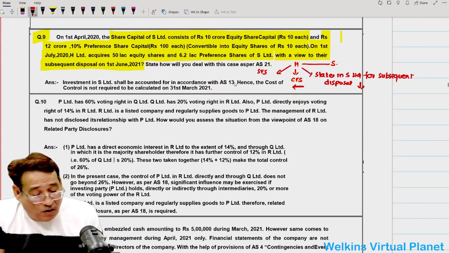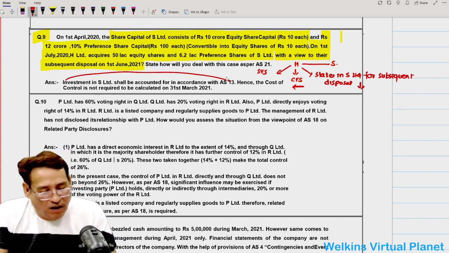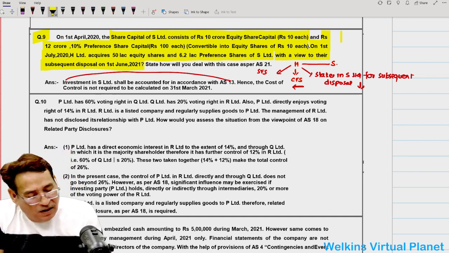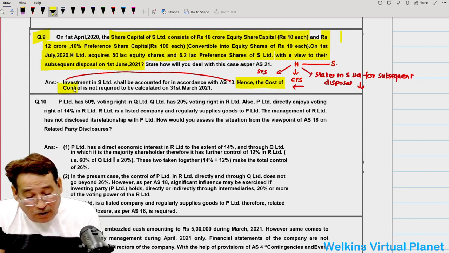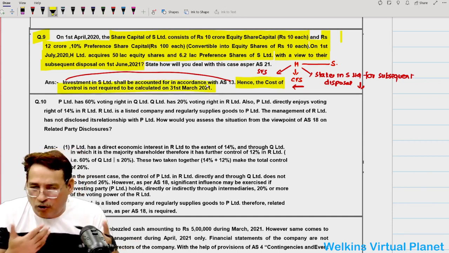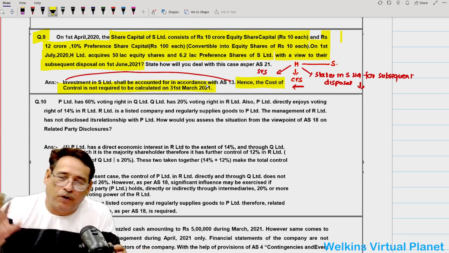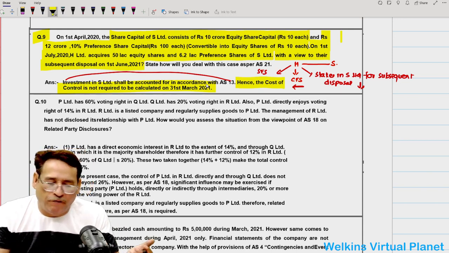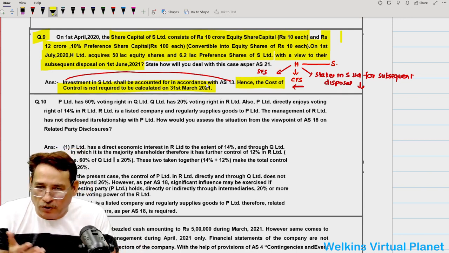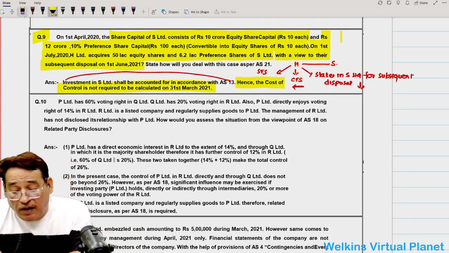In this question, up to this particular point, it is okay. There is no need to actually write this. Hence, the cost of control is not required to be calculated on 31st of March 2021. Obviously, if we are not preparing consolidated financial statements, that automatically means we are neither computing cost of control, nor non-controlling interest, nor goodwill. In fact, we are not doing anything which we are supposed to do when we prepare consolidated financial statements. Correct?